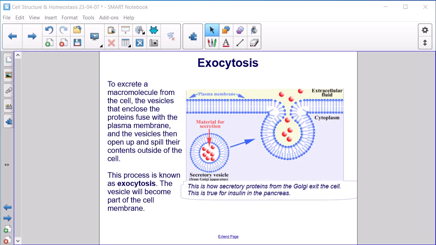Exocytosis. To excrete a macromolecule from the cell, the vesicles that enclose the proteins fuse with the plasma membrane, and the vesicles then open up and spill their contents outside of the cell. This process is known as exocytosis. The vesicle will become part of the membrane. This is how secretory proteins from the Golgi exit the cell, and is true for insulin in the pancreas as well.